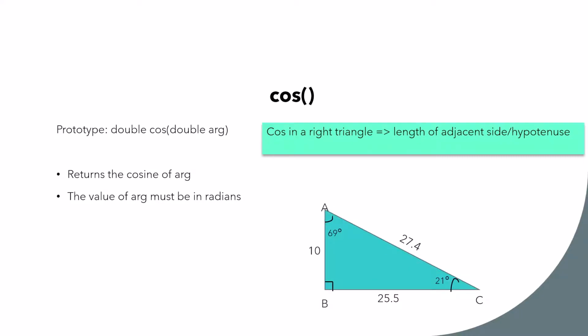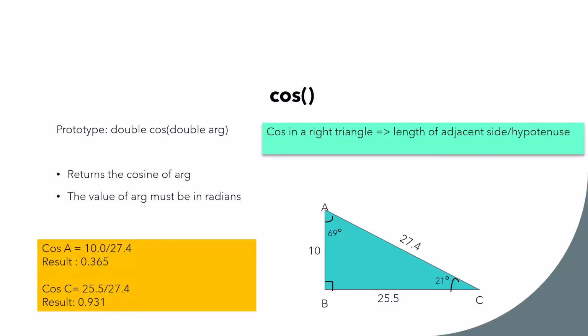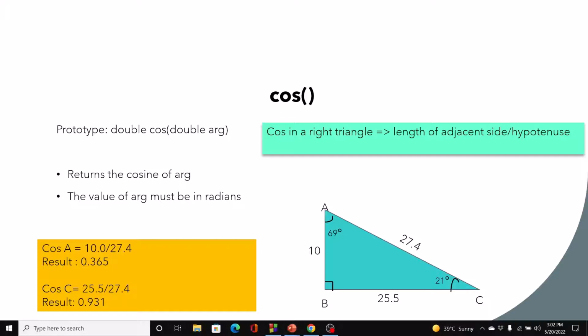And so if we have a right triangle like this, and if we want to find cos of A, which has the angle of 69 degrees, then you will look at the adjacent, which is AB, has a length 10 divided by 27.4 hypotenuse, and you get the result 0.365. Similarly, cos of C, which has angle 21 degrees, right? You take the adjacent 25.5 divided by hypotenuse and you would get 0.931. Let's put this into code now.